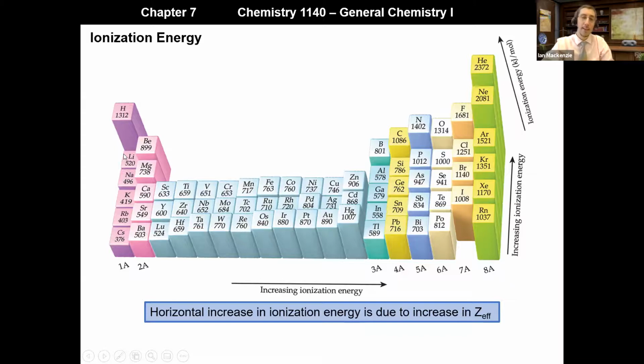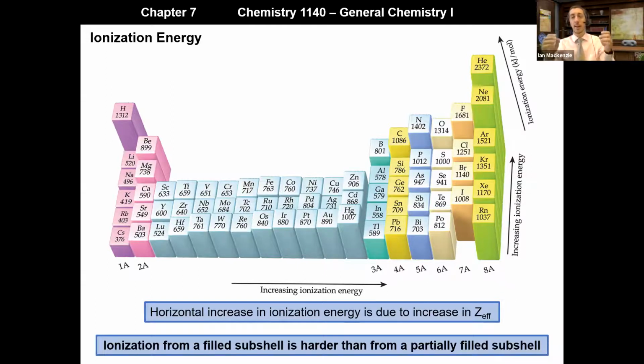There's one other trend that's very important to note in the periodic table here related to ionization energies, and that's that ionizing a filled subshell, so a filled orbital or filled set of orbitals like the s orbital or the filled set of p orbitals, is harder than from a partially filled subshell. So what this means, as illustrated here, is beryllium, for example, has a filled s orbital. It's 1s2, 2s2, so that its valence electrons are in a filled s orbital.